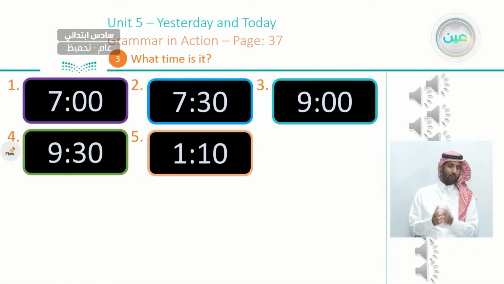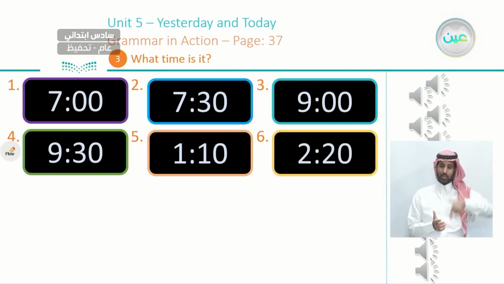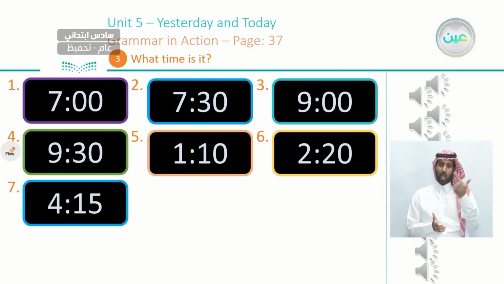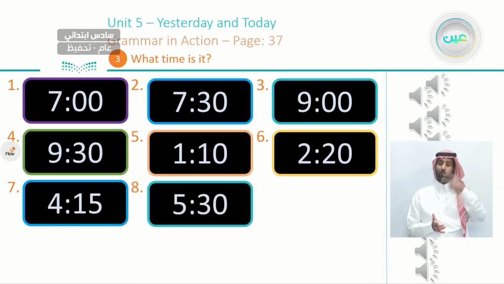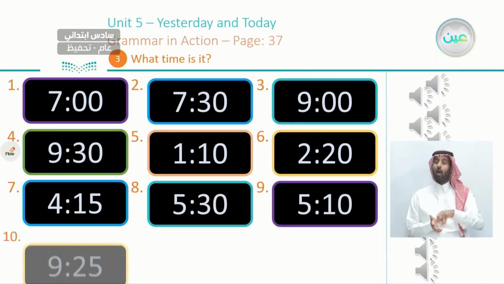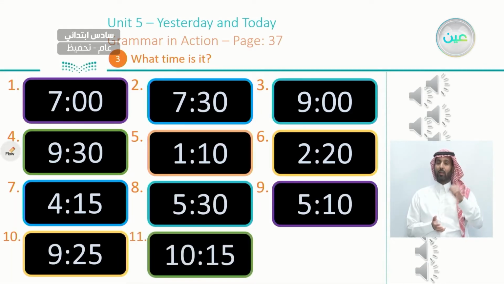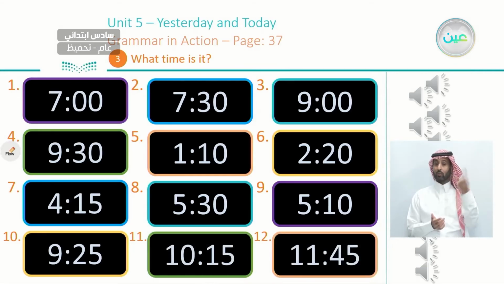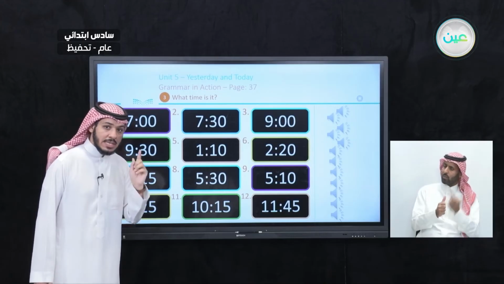What about number 5? It is 1:10, that's right. Number 6, it is 2:20. Number 7, it is 4:15. Number 8, it is 5:30. Number 9, we have 5:10. Number 10, we have 9:25. Number 11, we have 10:15. Number 12, we have 11:45. Now you will listen and tell me which one is this.